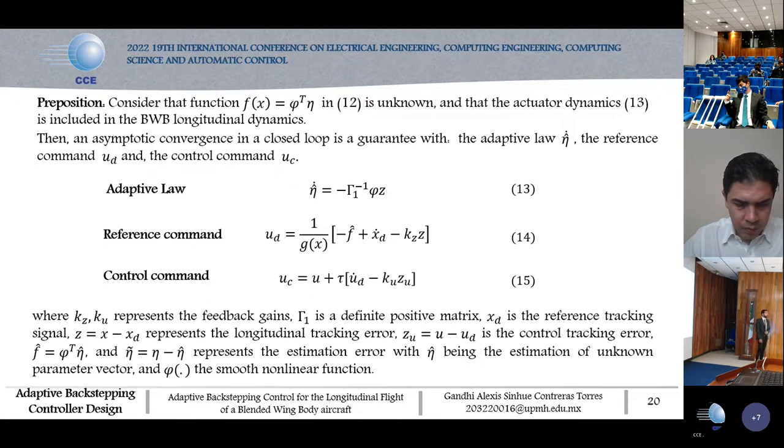And this is very useful because in practice, the aerodynamic coefficients change all the time. And when we calculate this, we calculate for a certain condition of flight. So for that, we propose an adaptive law that is here, and also we propose a reference command considering these signals to control it. And finally, we propose the control command for the actuator, for the dynamic actuators.